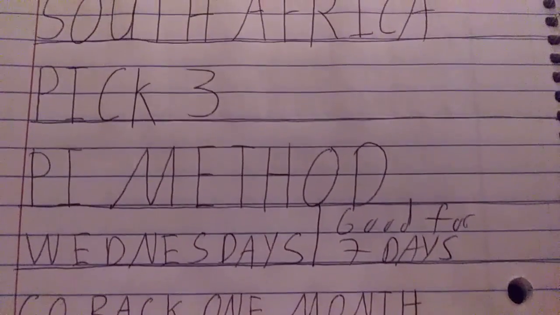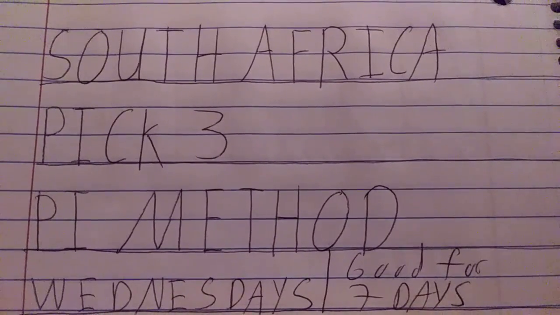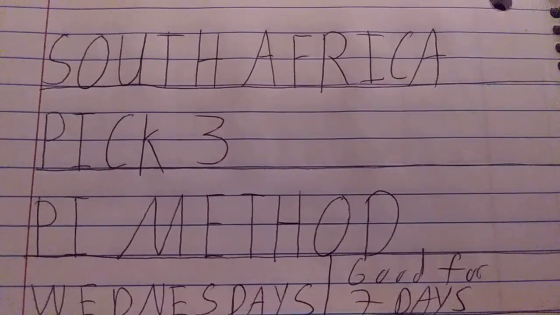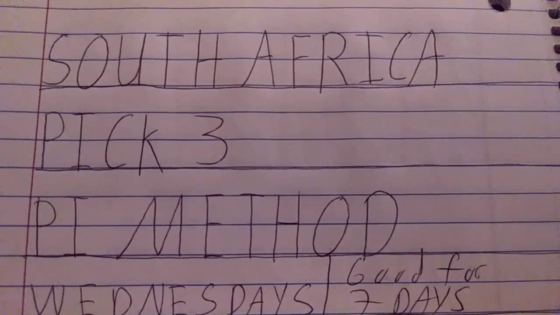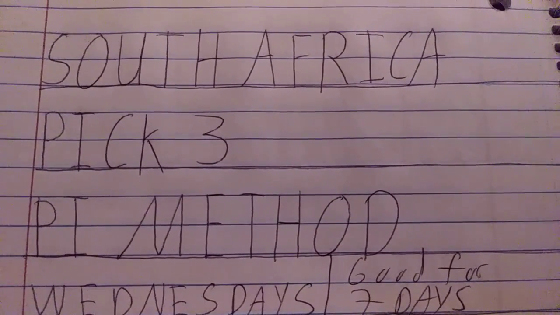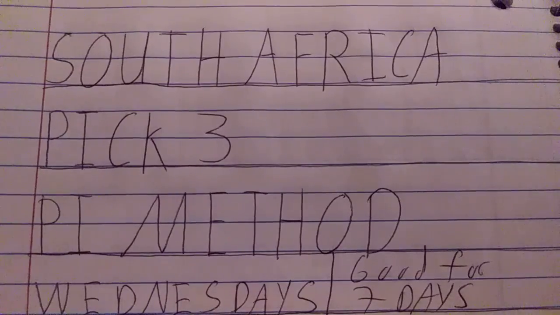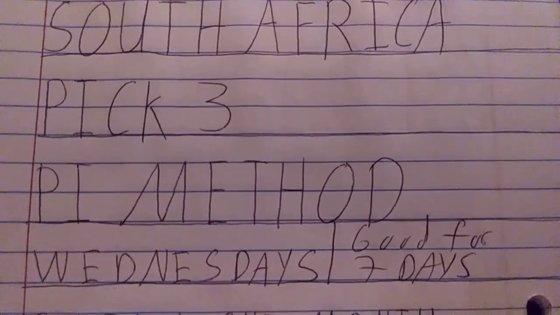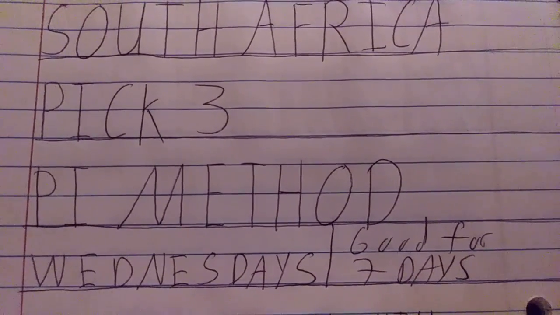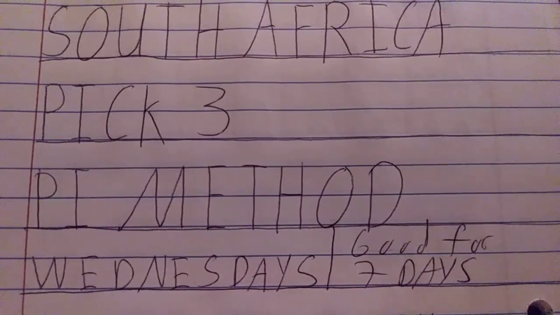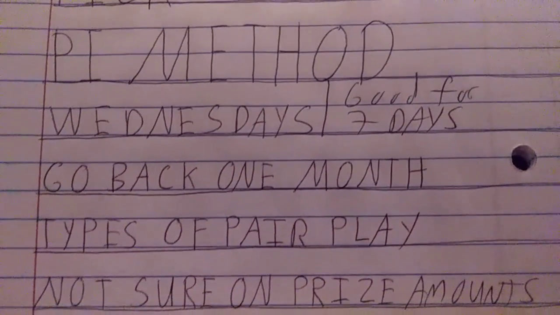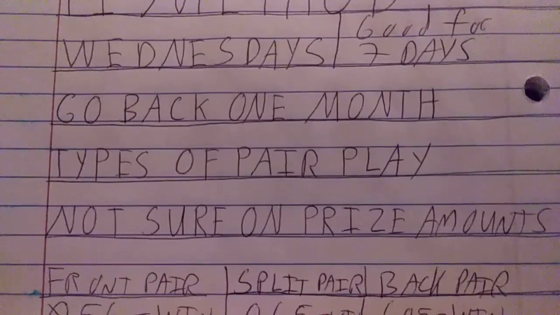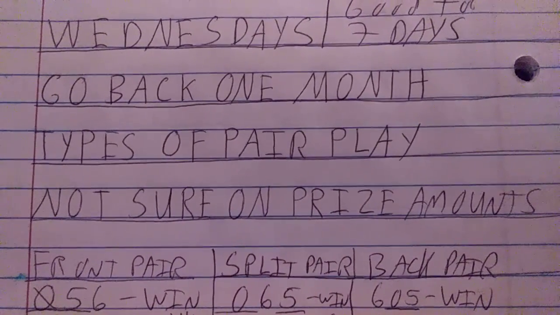Basically, what this method does is go back a month and then test to see which two digits are going to show up again in the next 7 days. For your country, South Africa, it seems like you guys like Wednesdays. And as I go along here, this method is good for 7 days. The types of pair play for South Africa are front pair, split pair, and back pair.